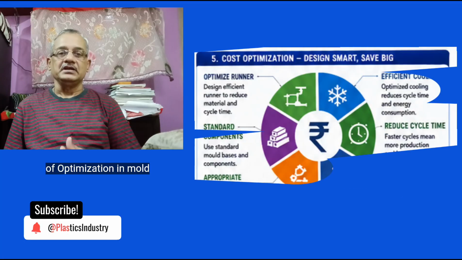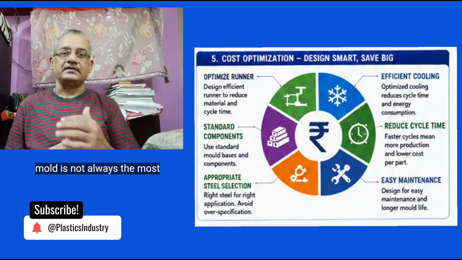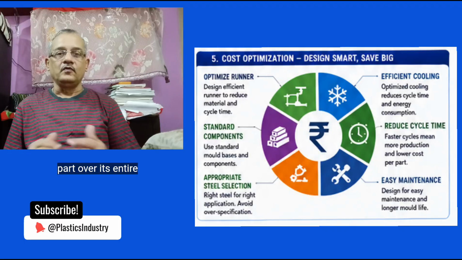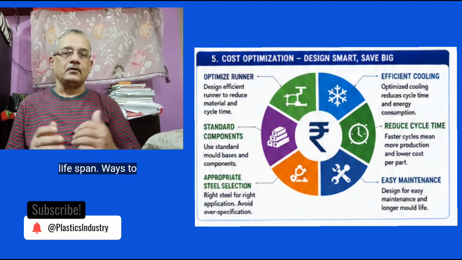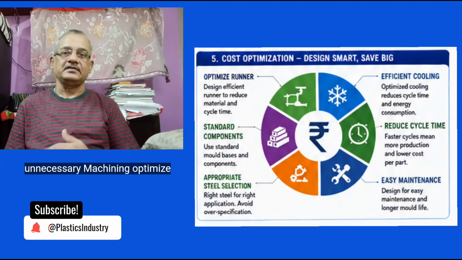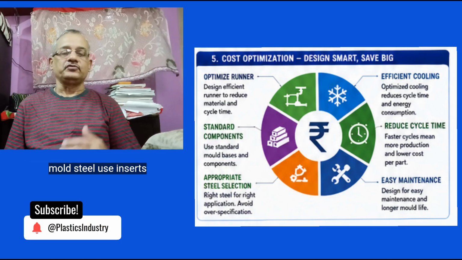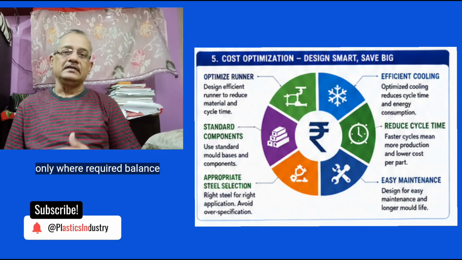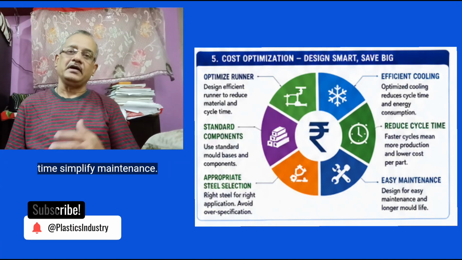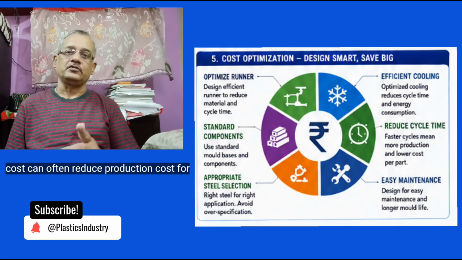Cost optimization in mold design. A well-designed mold is not always the most expensive one. It is one that delivers the lowest cost per part over its entire lifespan. Ways to optimize the cost: standardize mold base components, minimize unnecessary machining, optimize runner volume, select appropriate mold steel, use inserts only where required, balance cavity count with production demand, design efficient cooling, reduce cycle time, simplify maintenance. Remember, a slightly higher initial mold cost can often reduce production cost for years.